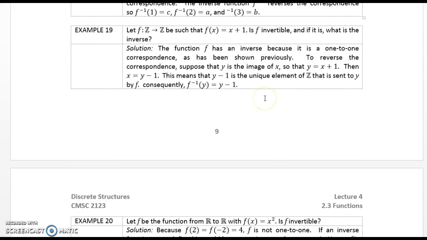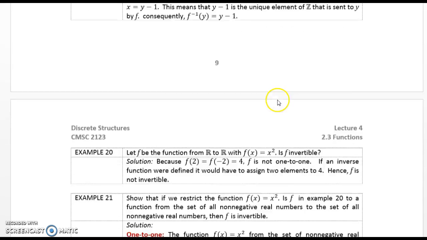Example 19. Let f be a function from the integers to the integers such that f(x) = x + 1. Is f invertible, and if it is, what is its inverse? The function f has an inverse because it is a one-to-one correspondence, as has been shown previously. To reverse the correspondence, suppose that y is the image of x, so that y = x + 1. Then x = y - 1. This means that y - 1 is the unique element of the integers that is sent to y by f. Consequently, f inverse of y is equal to y - 1.